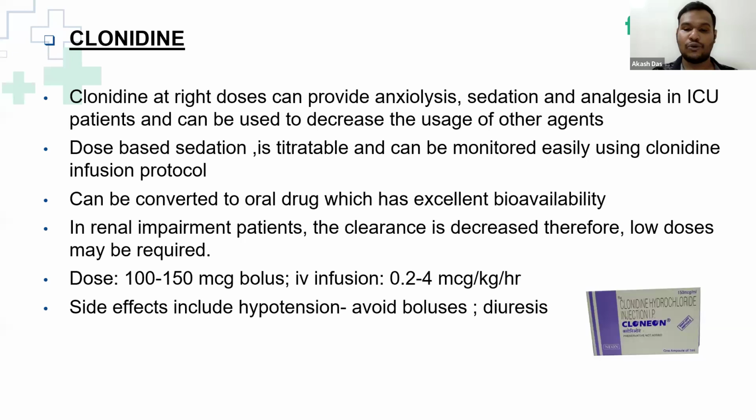Please be very careful. Don't push it very fast. Administration of clonidine is very important, otherwise your patient might crash. For IV infusion, 0.2 to 4 mcg per kg per hour is the dose. Side effects include hypotension. That is why definitely don't give boluses while the patient is on an infusion. Also diuresis. This is about clonidine.